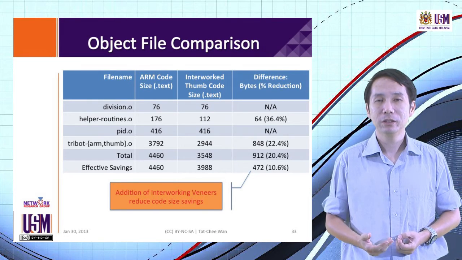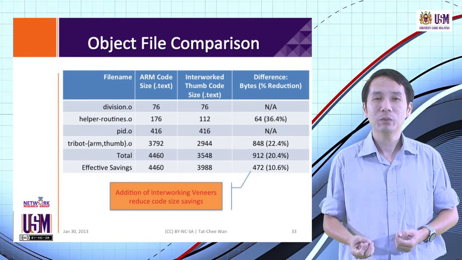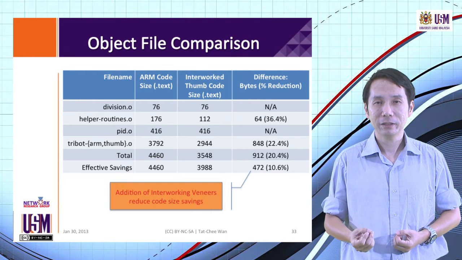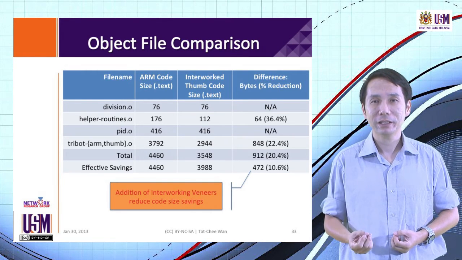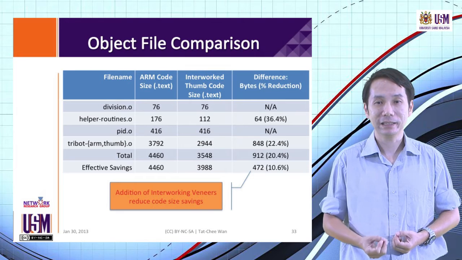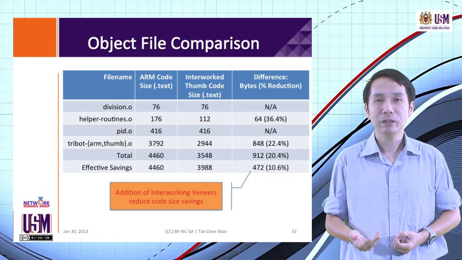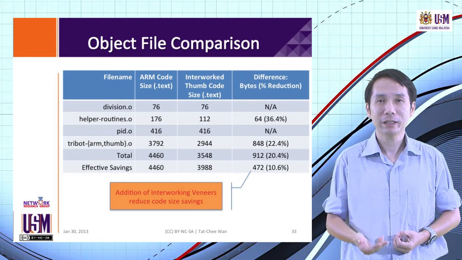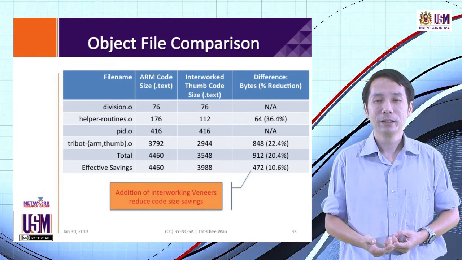For example, all the thumb routines are word aligned, having word aligned start addresses, whereas they only need to be half word aligned. So there is some padding involved for each routine at the beginning of the routine.